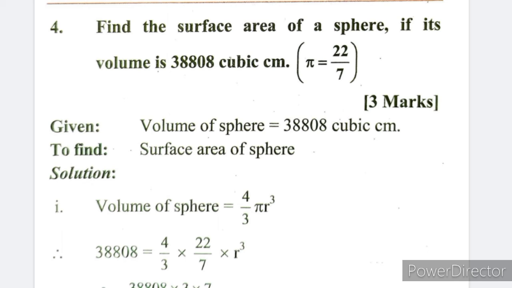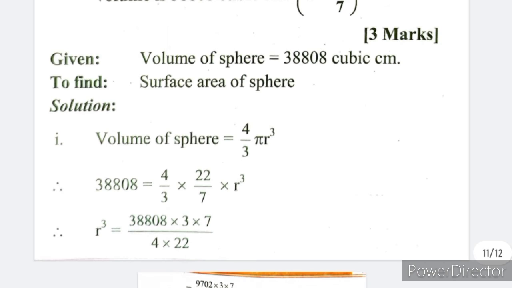So, given is the volume of a sphere, and we need to find the surface area of the sphere. It is exactly opposite to question number 3. In question number 3, we were given the surface area and needed to find the volume. Now in question number 4, we have been given the volume, and we need to find the surface area. Simply in that way only we are going to find it out.